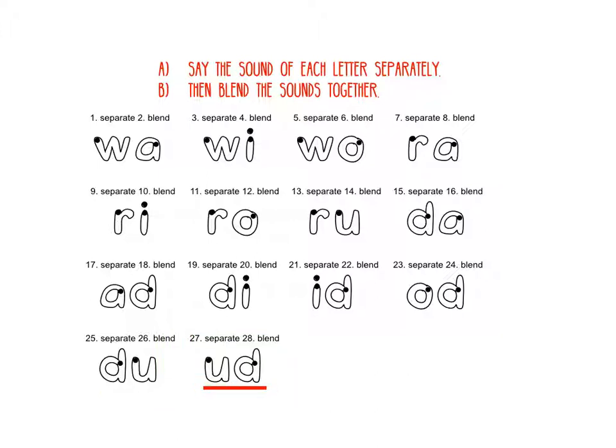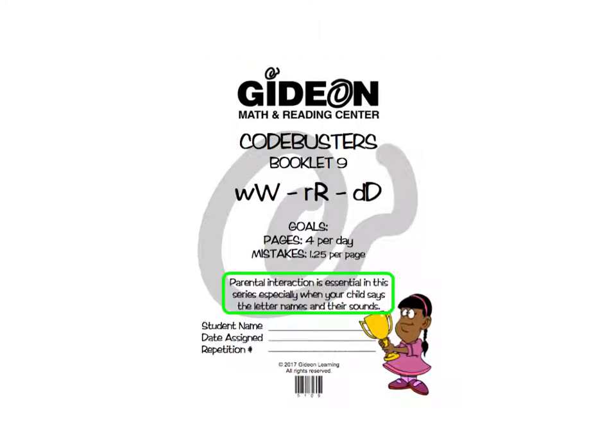And that's all the new blending you'll see in this booklet. Now for the parents. Remember, parental interaction is essential in this series, especially when your child says the letter names and their sounds.